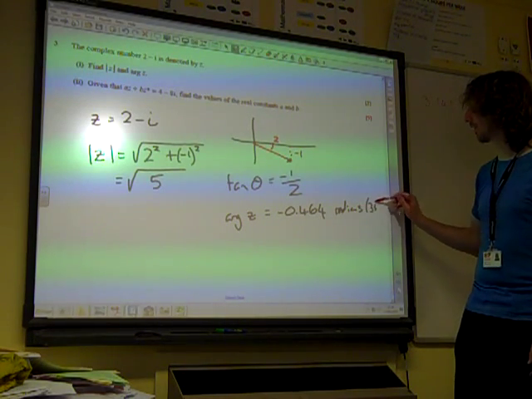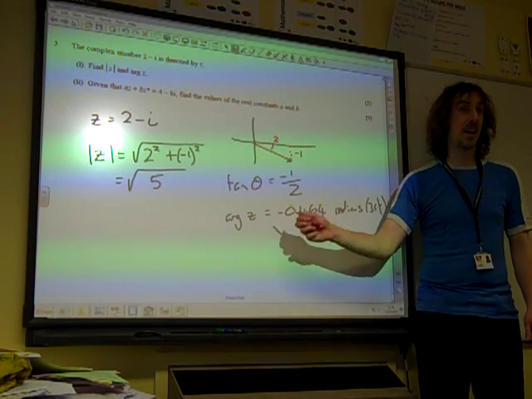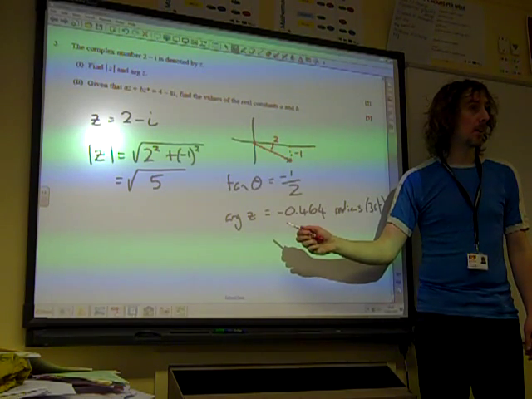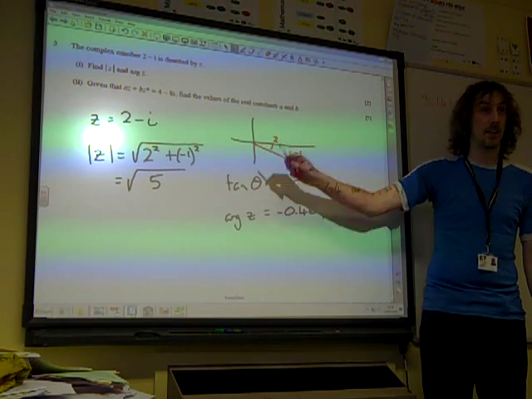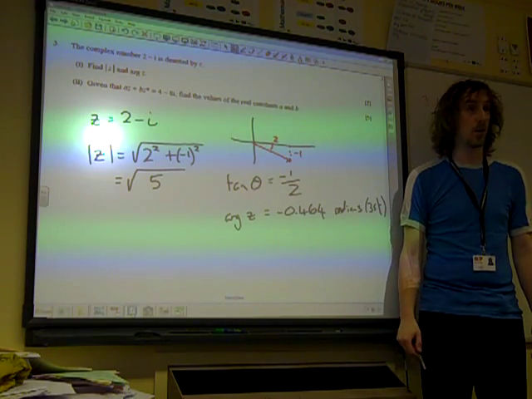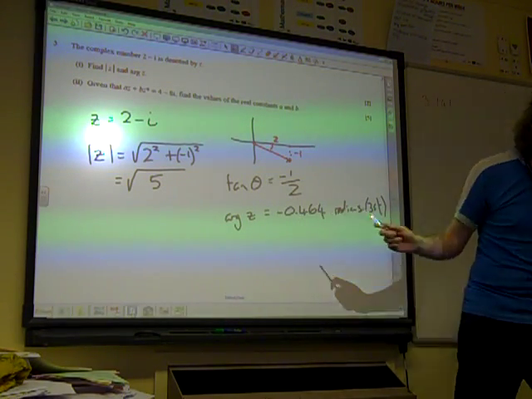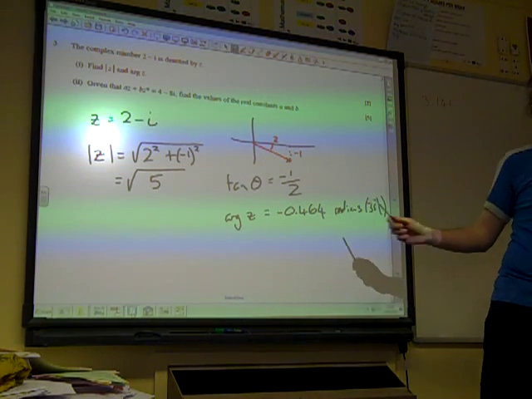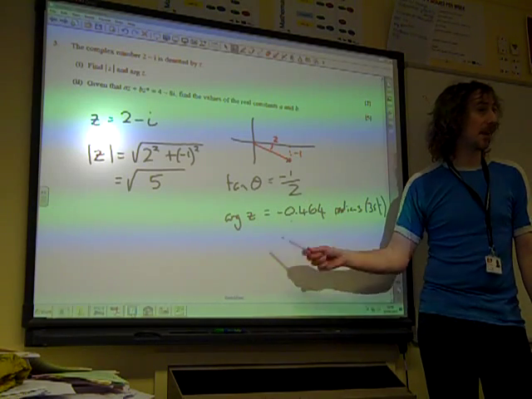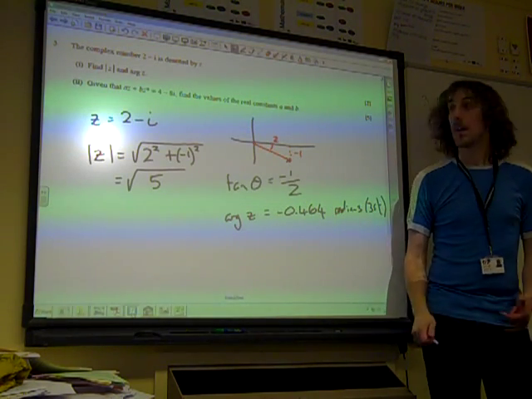To 3 figures. Of course, it has to have this minus sign in there, because we have to indicate that it's below that axis. And actually, the place that a number of people went wrong was they got the right angle, 26.6 degrees, but they missed out the sign. It's got to be there.